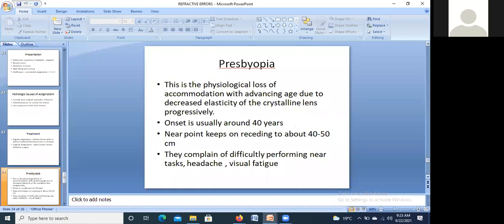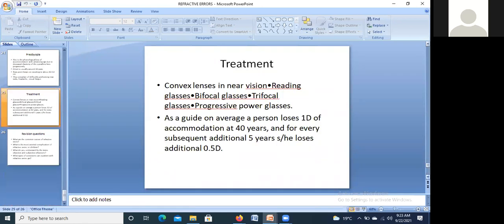So their complaints are normally failure to perform near tasks. For example, they can't read well, they can't cut their fingernails, and many others. When you have somebody who is 40 years and above complaining of problem with near vision, you know they have presbyopia. And so the treatment is like anybody with long-sightedness. So you treat them with convex lens so that they can focus on near objects.